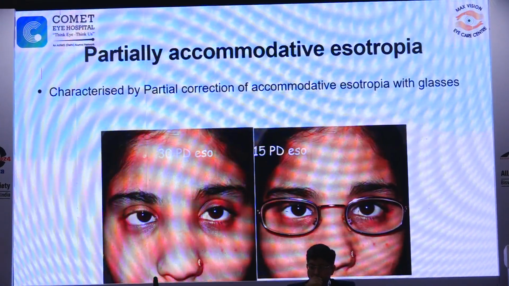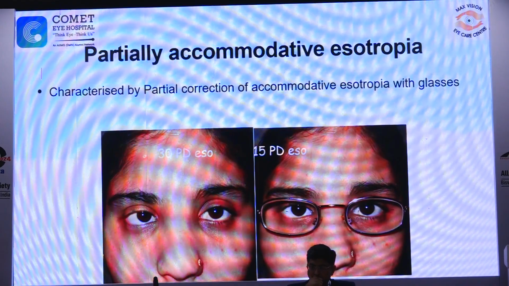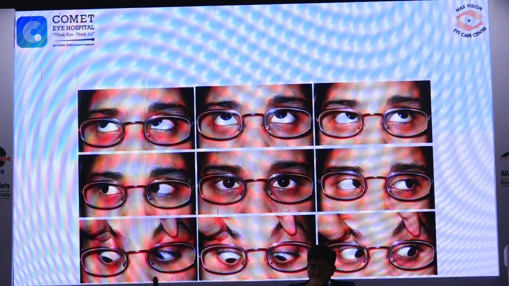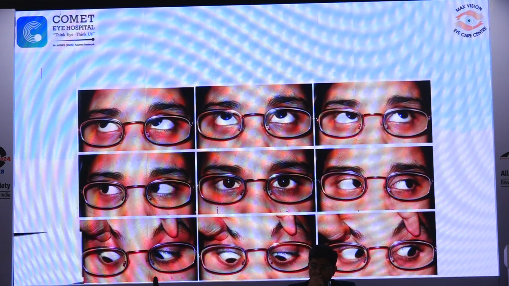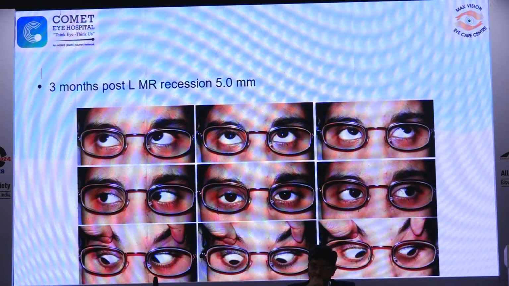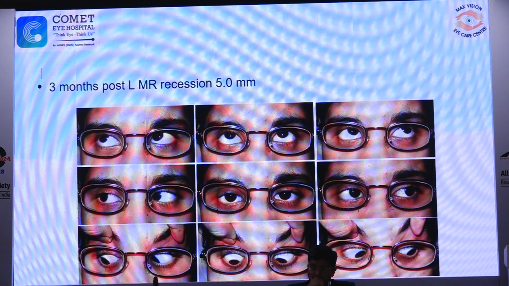So this is a girl who is having 30 prism diopters without glasses and 15 with glasses. And these are the 9 gazes. We do not have any other abnormalities here. So the child undergoes one medial rectus recession, and the child is absolutely aligned in this case.